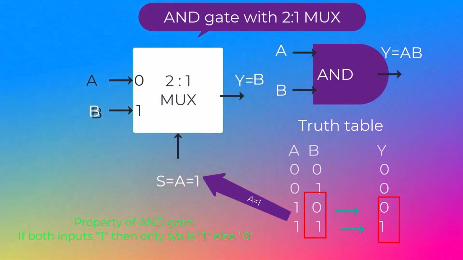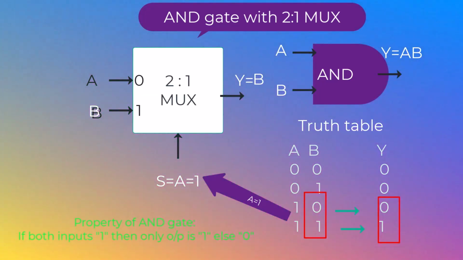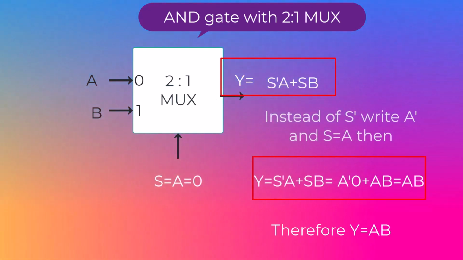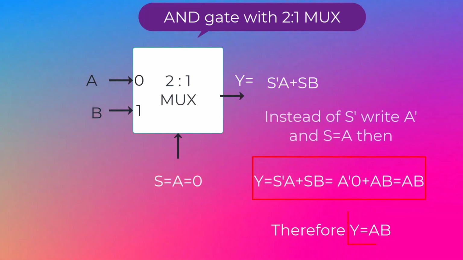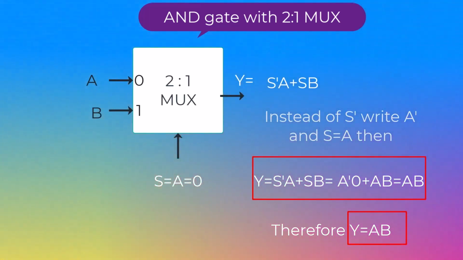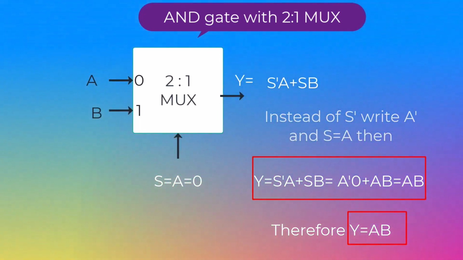So whatever the input is, 0 will be transferred to the output Y, or 1 will be transferred to the output Y. The logic expression is Y is equal to S dash A plus SB. Instead of S you have to put A. So it becomes A dash into A plus AB. Since we have already given A is equal to 0, that term becomes 0. And the other term is SB. Instead of this, if you put A into B, that is the only term we have. So finally, this AND gate with a 2:1 MUX is realized.